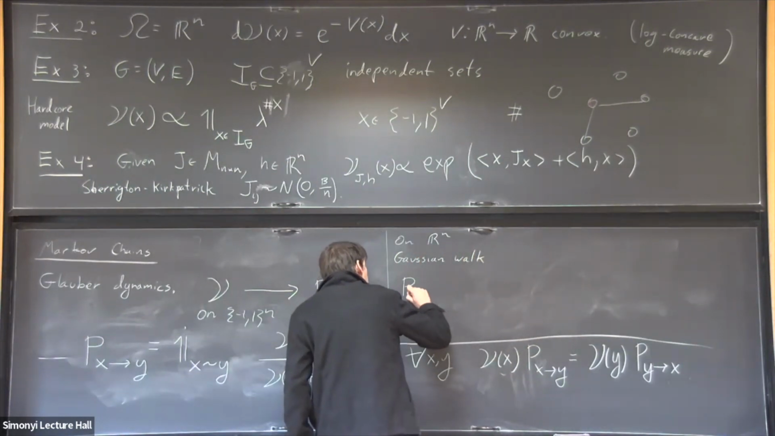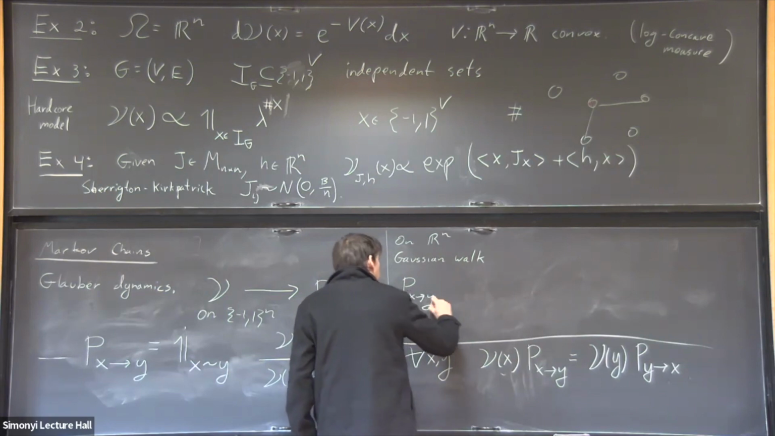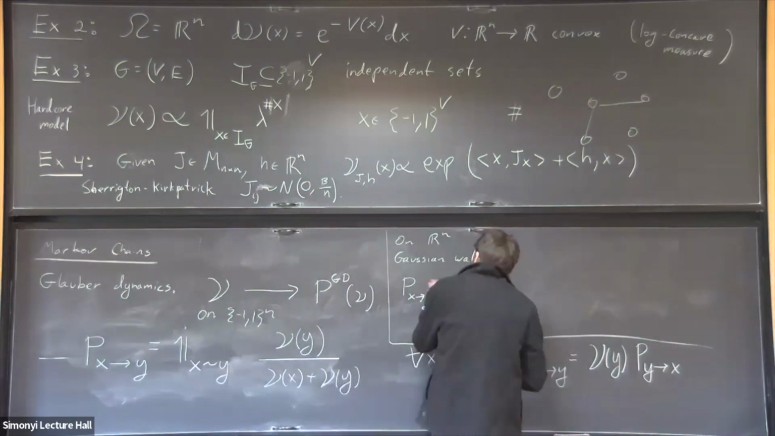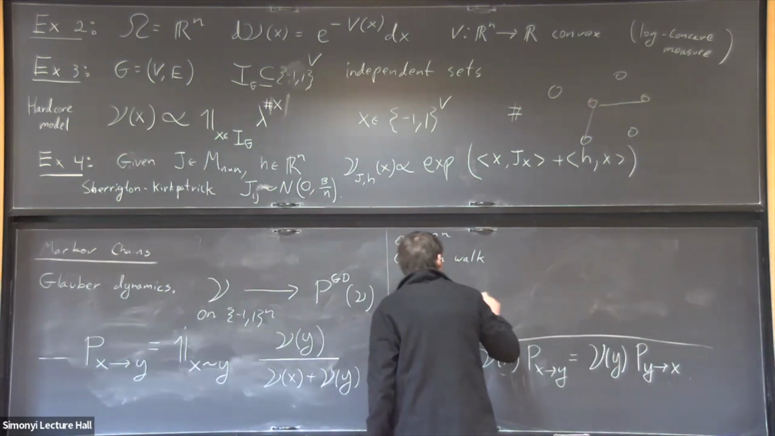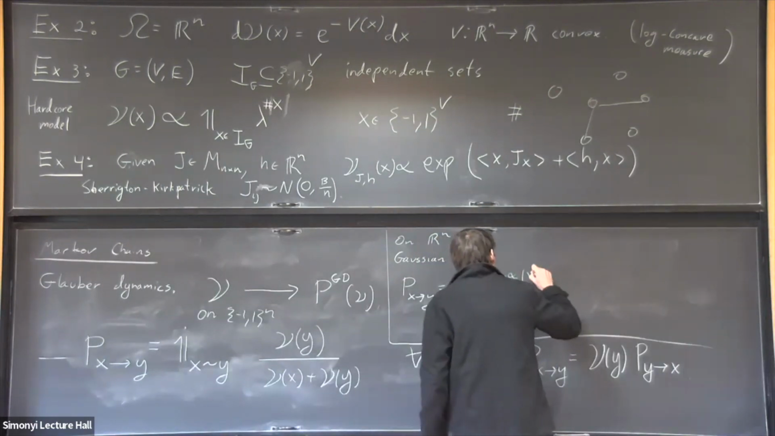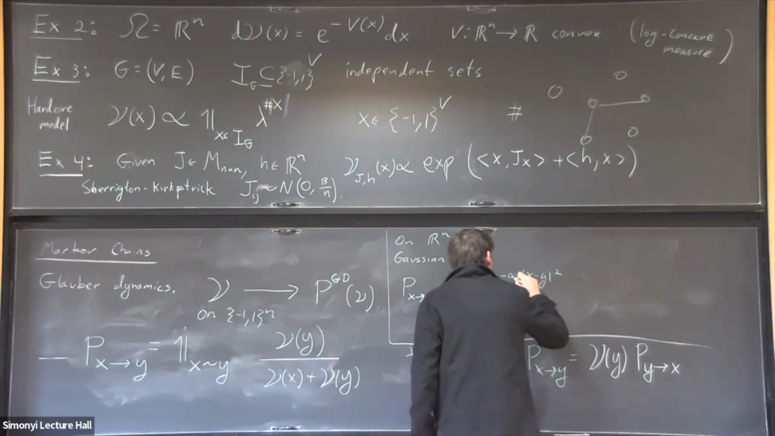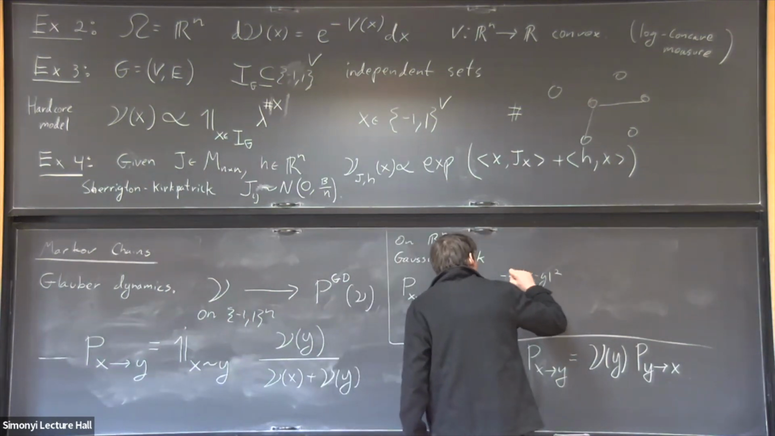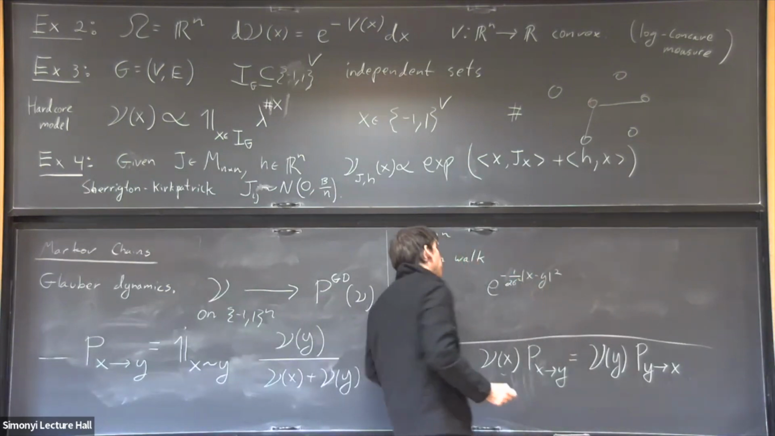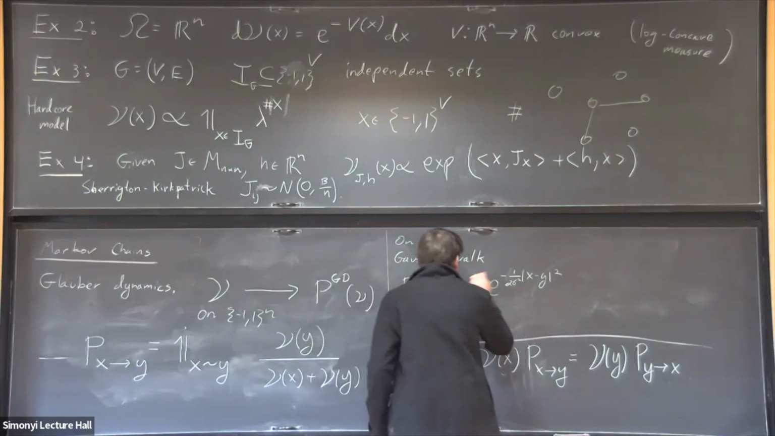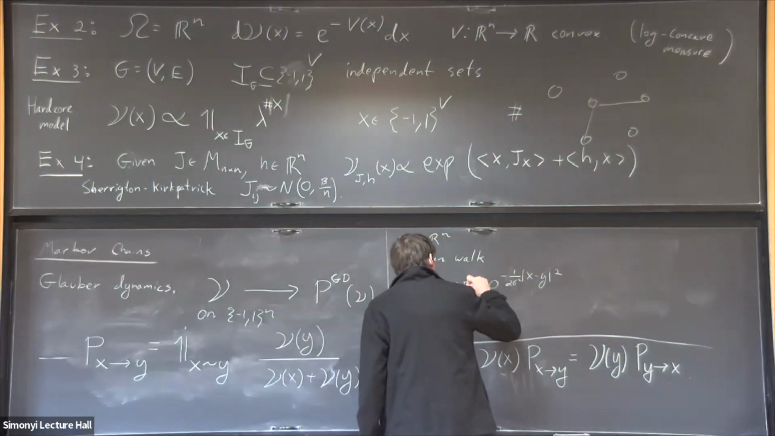Where the probability to go from x to y is proportional, actually it's equal to e to the minus, let's say, some alpha |x minus y| squared, maybe alpha over 2, or 1/2 sigma squared. So I have a parameter sigma, which is like the variance of the Gaussian. I have the normalization constant, which I'll probably get wrong.